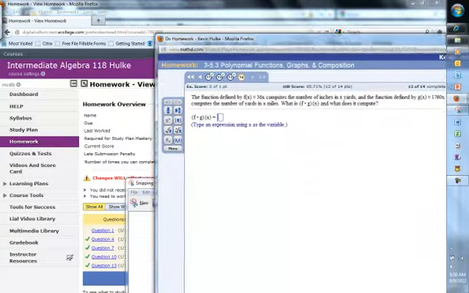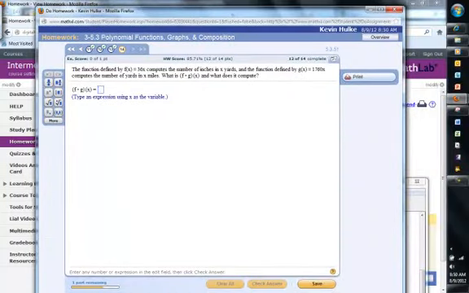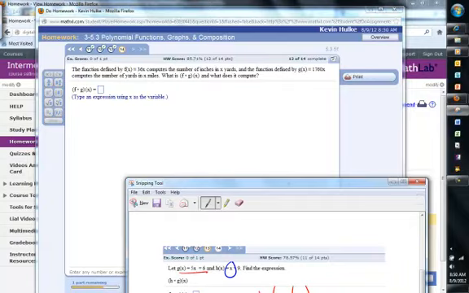Number 14. The function defined by f of x is 36x computes the number of inches in x yards, and the function defined by g of x is 1760x computes the number of yards in x miles. What is f of g of x? Okay, and what does it compute?